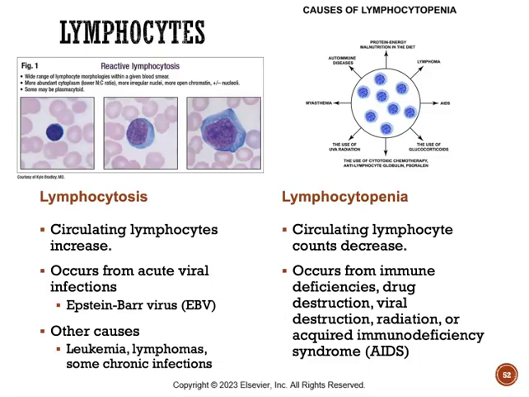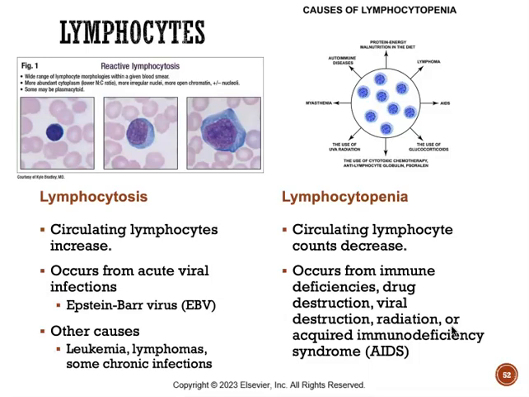And we usually see this happen when we have a response to acute viral infections, such as the Epstein-Barr virus, or EBV, which causes mononucleosis. And we're going to talk about that in the next slide. It can also be seen in conditions like leukemia, lymphoma, and some chronic infections.